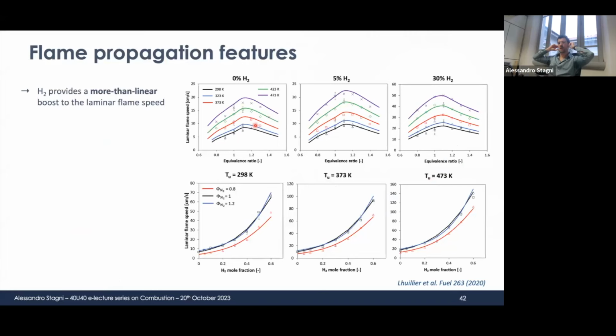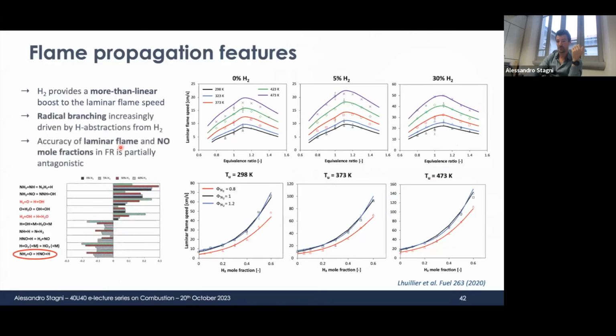Finally, flame propagation. By modeling all the literature data, we found confirmation that hydrogen provides a more than linear boost to laminar flame speed. And this is because the radical branching is increasingly driven by these two red reactions, which are the H abstraction from H2. But you can see that the accuracy, if you consider the last reaction, this reaction slows down the laminar flame. On the other side, it favors the formation of nitrogen oxides, which were in the past data set. This accuracy becomes partially antagonistic. So all of these examples are to confirm that optimization is still an important part at the end, and we need a trade-off between the accuracy of all the data sets.